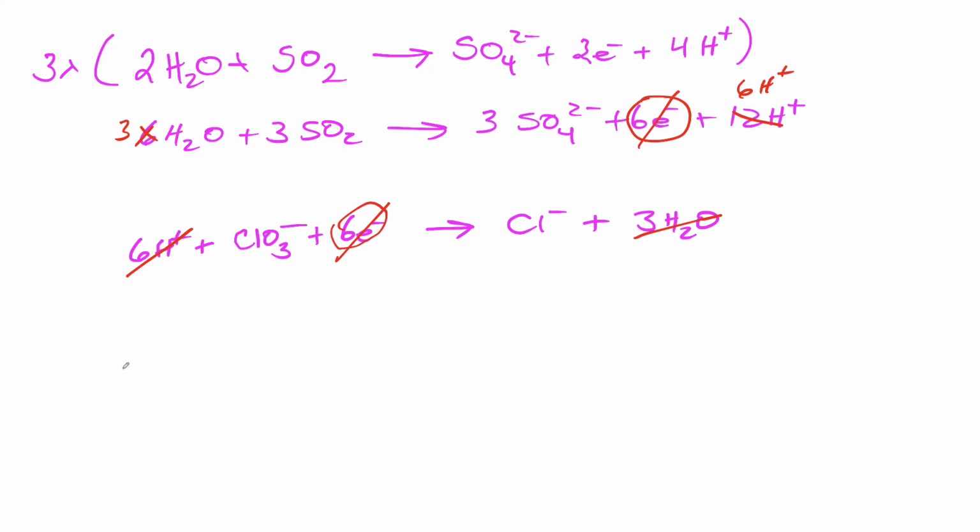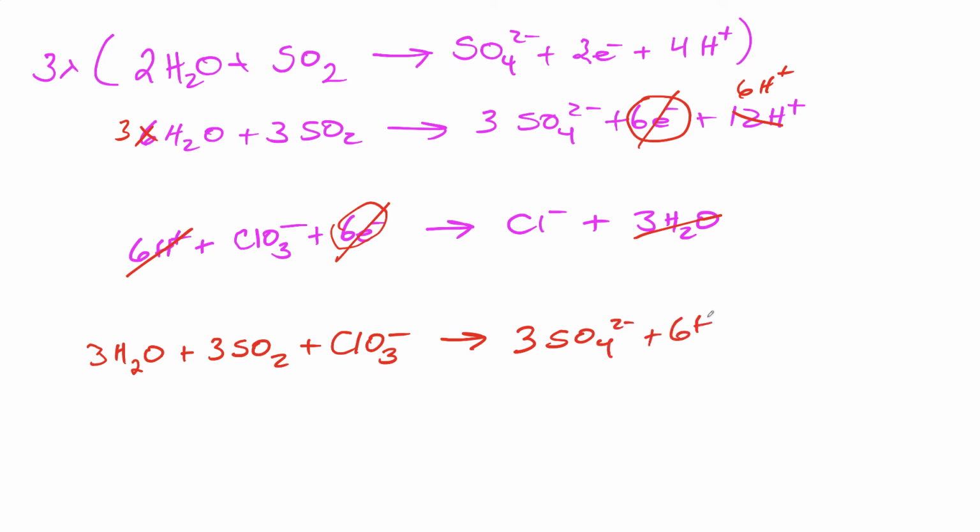And now I can add these together. So 3H2O plus 3 SO2 plus, now we add our ClO3 minus, that's the chlorate anion. Now we go into 3 SO4 2 minus plus 6H plus plus Cl minus, and that should be a balanced reaction.